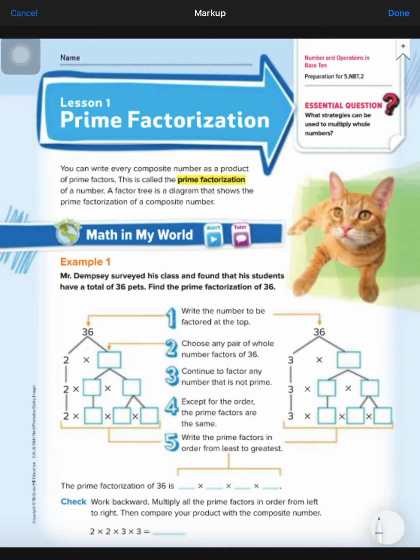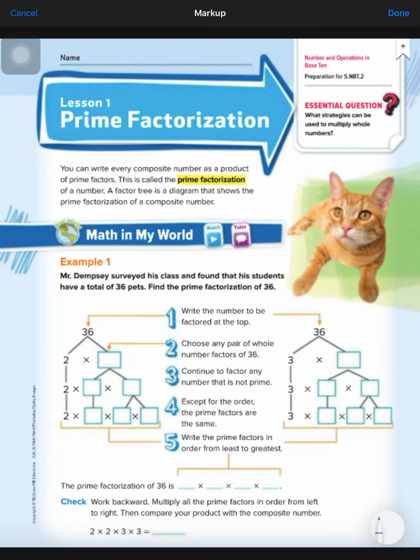So my friends, you cannot do this with prime numbers because you would literally only have its number and then 2 below it, right? So this is only if it's a composite number. And basically, in order to do prime factorization, we are finding what numbers can be multiplied at its lowest number, at its prime numbers, to get us to the big number. So let's look here. It says example 1. Mr. Dempsey surveyed his class and found that his students have a total of 36 pets. Find the prime factorization of 36.